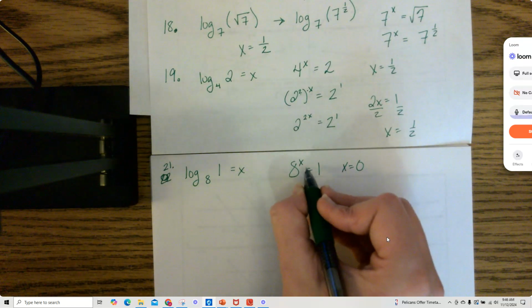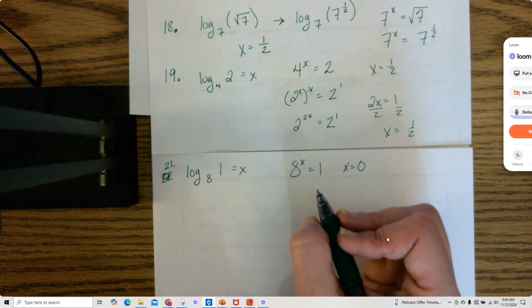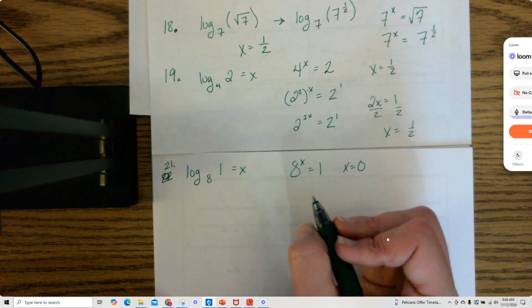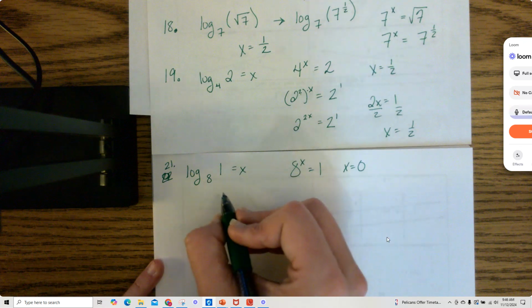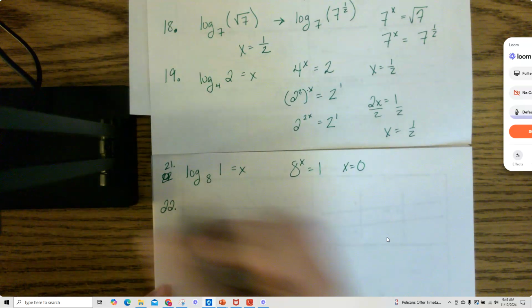And again, it's rewriting it, and your brain has to click and go, oh yeah, exponent rules that I saw 4 years ago and never saw again. I only saw them last year. Should have seen them freshman year. Yeah, mine was freshman year. All right, 22.